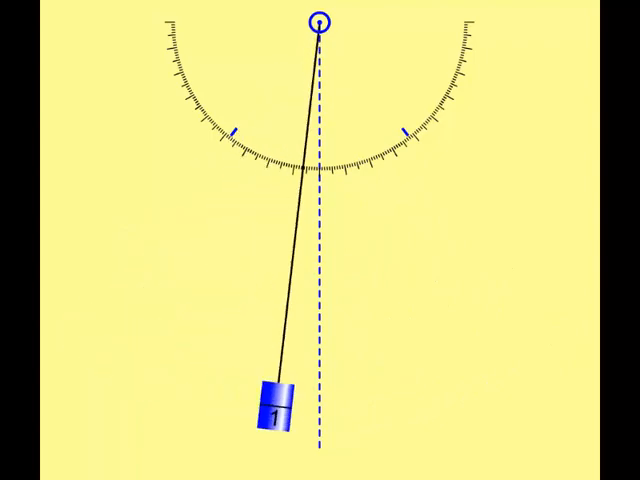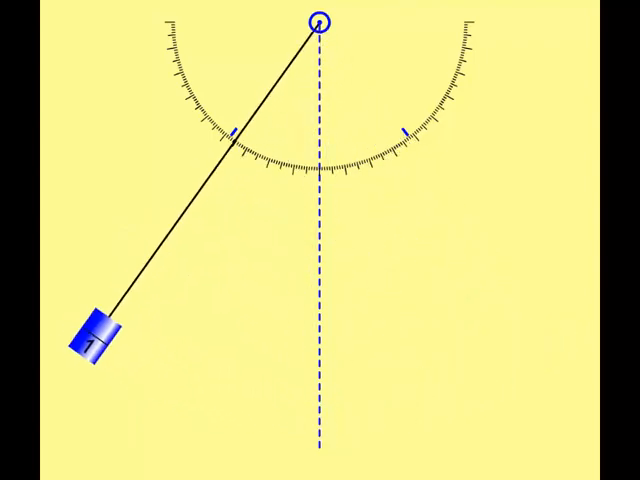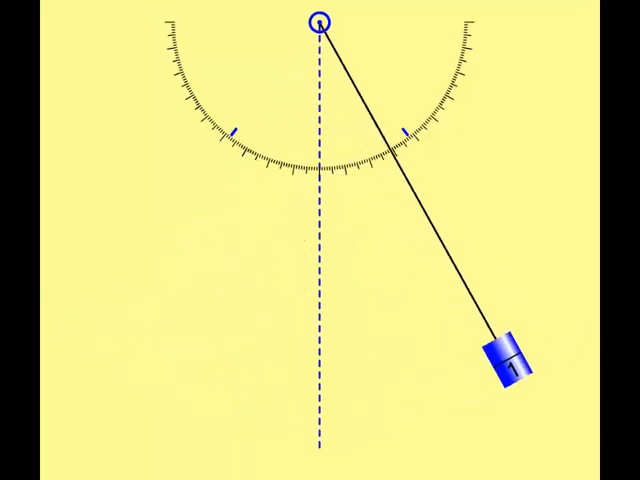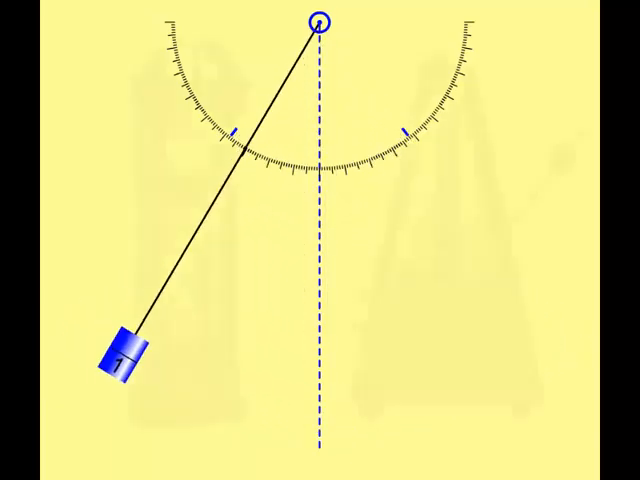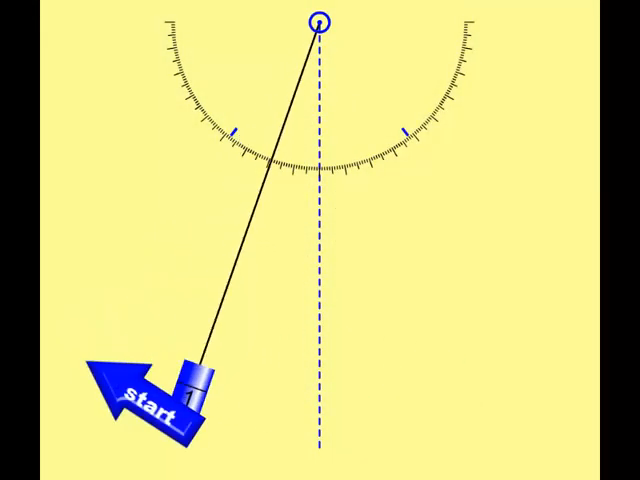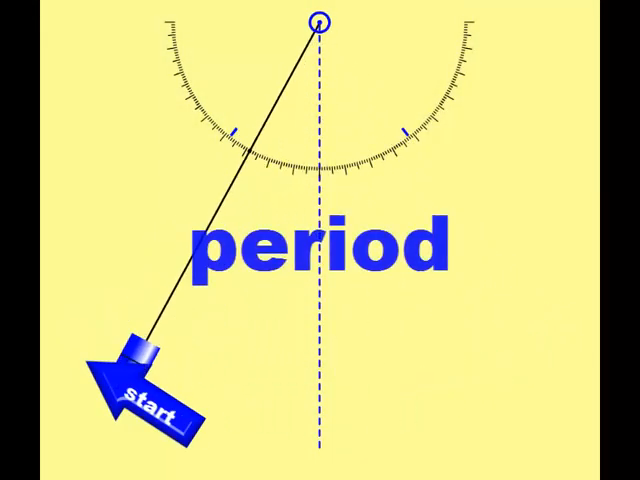A pendulum is a mass attached to a cable or a rod and can be as simple as a rock on a string. Pendulums swing back and forth regularly, so regularly they can be used as a clock or a musical metronome. The time it takes a pendulum to swing from one side to the other and back is called its period.